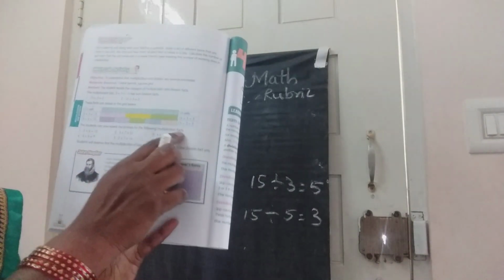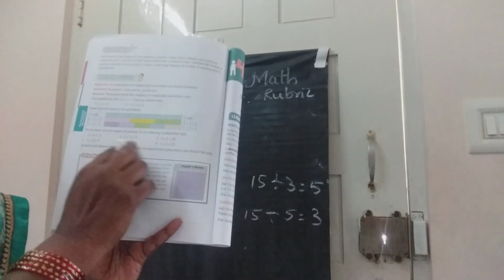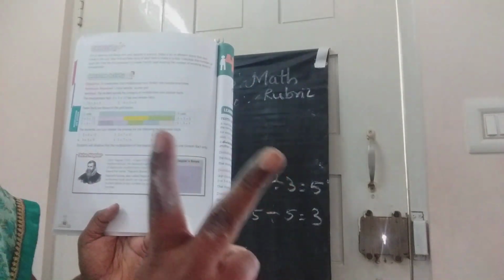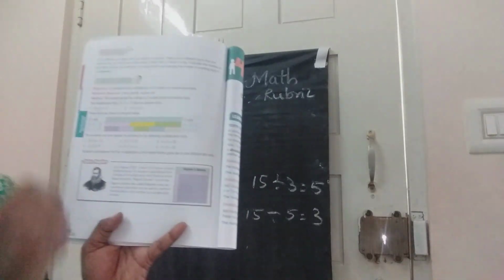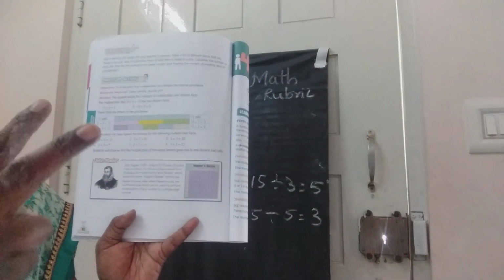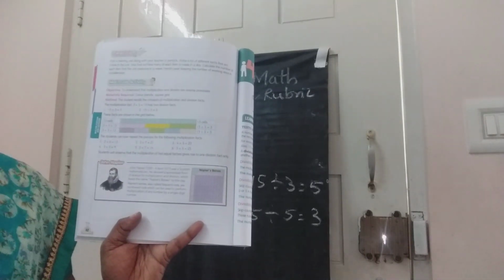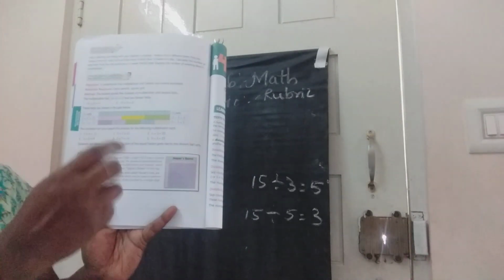For the numbers here they have given you the multiplication fact. For this you have to do two sums. Any two sums you can choose for yourself and do it. Okay children? And use color pencil.